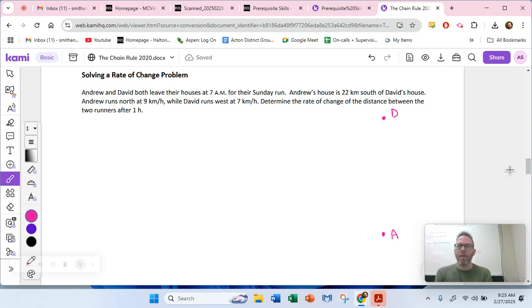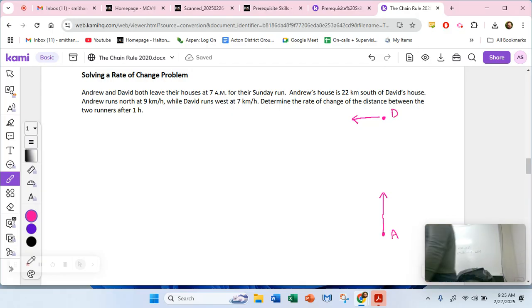All right, so Andrew's house, 22 kilometers south of David's house. Andrew runs north at 9 kilometers per hour, and David runs west at 7 kilometers per hour. So I'm going to put a little arrow here. Andrew runs that way at a certain speed, and David runs that way at a certain speed.